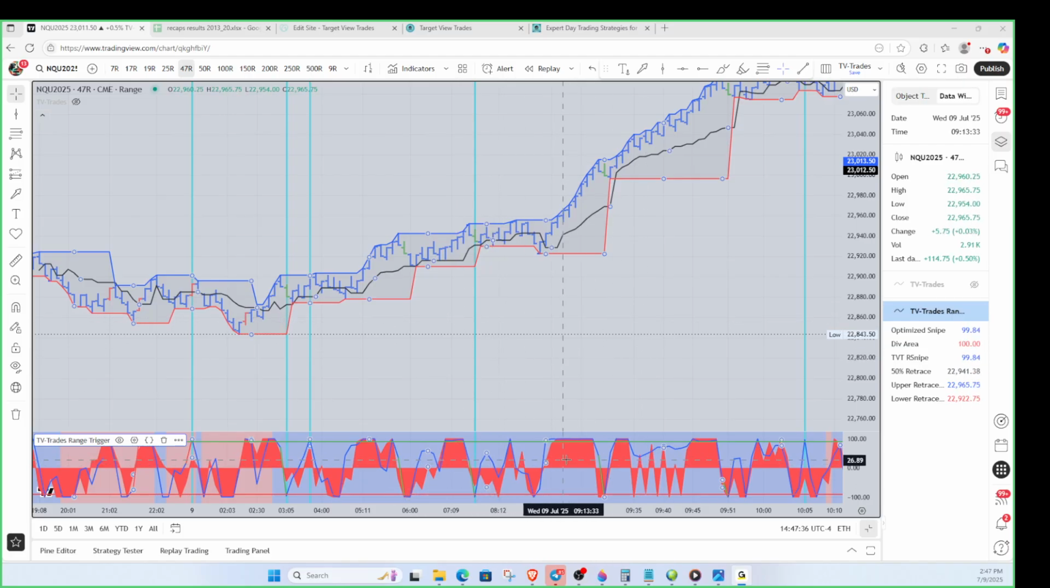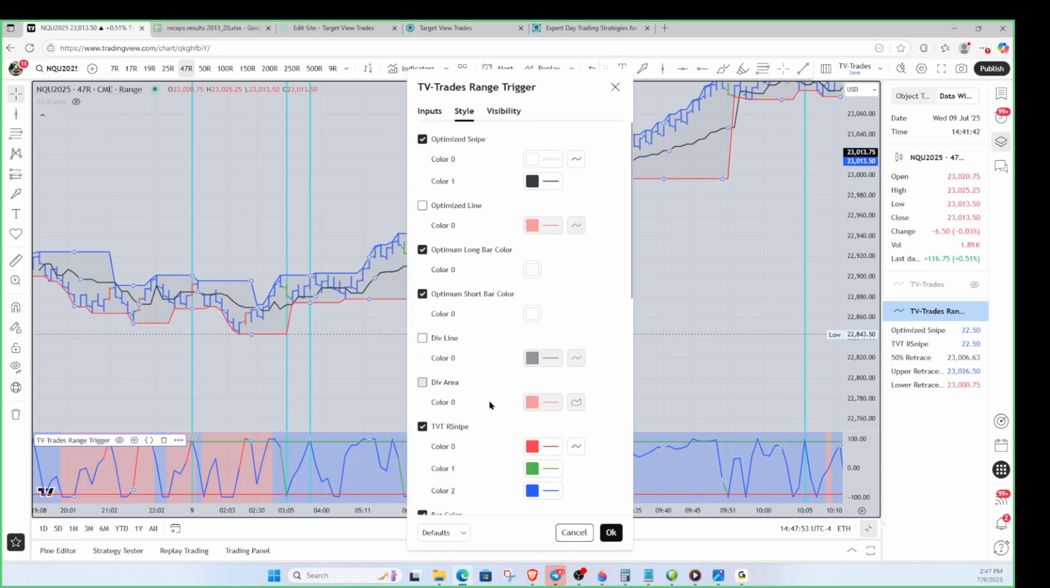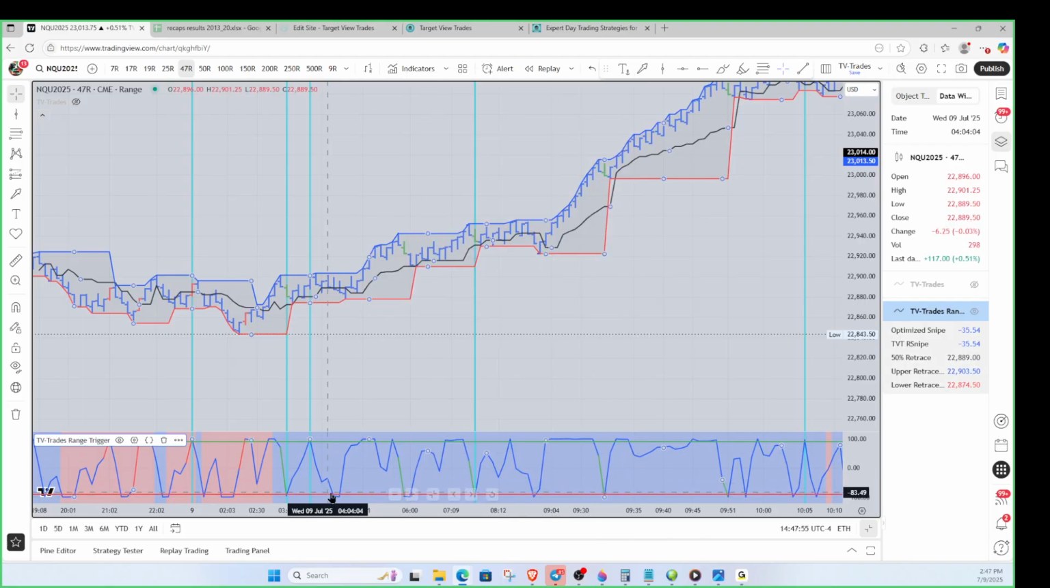You don't need the div area to do the real conservative trade. To do the real conservative trade, you're just waiting for this to come out of the overbought or oversold with the right color in the background. You don't need this at all. You're just looking for this to come out of the oversold when it's blue, when the background is blue right down here.